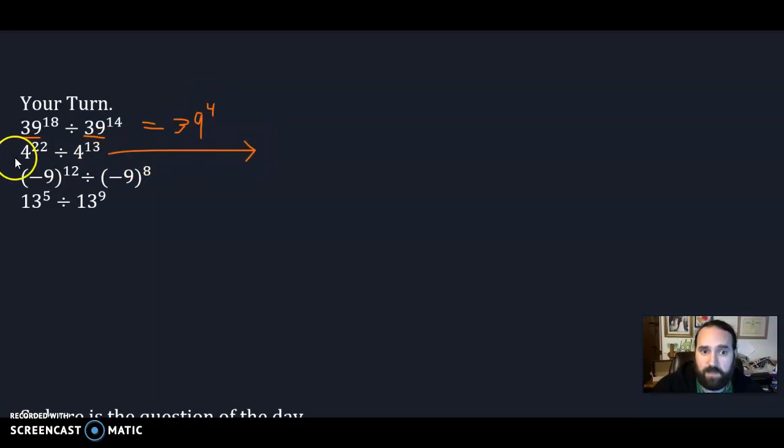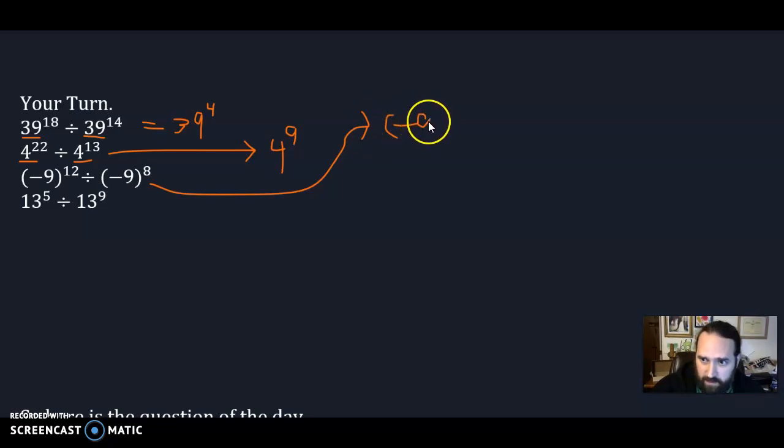This 4 down here, 4 is the base for both of these, so I know this can happen. Keep my base of 4. 22 minus 13 is a 9, so I simply have 4 to the 9th. This one, negative 9 in parentheses. Yes, there's alternate ways of expressing this, but this is the base, so I'm just going to leave it alone and keep my base, negative 9. And then I'm just going to do 12 minus 8, which is 4. Cool, done.